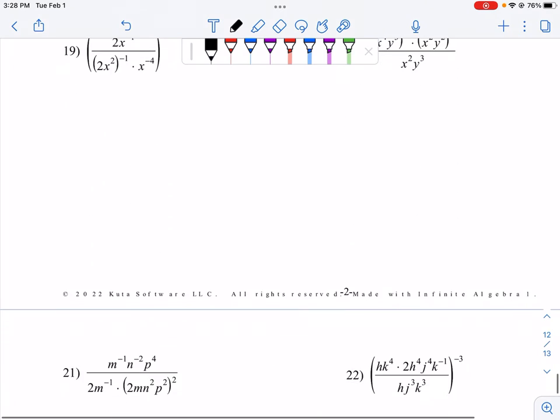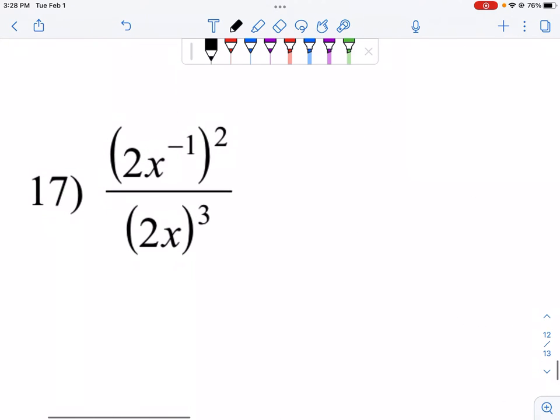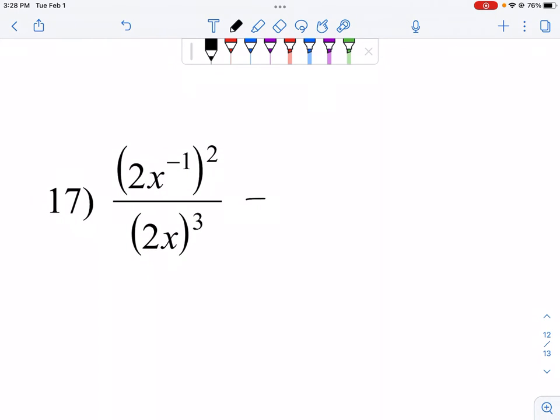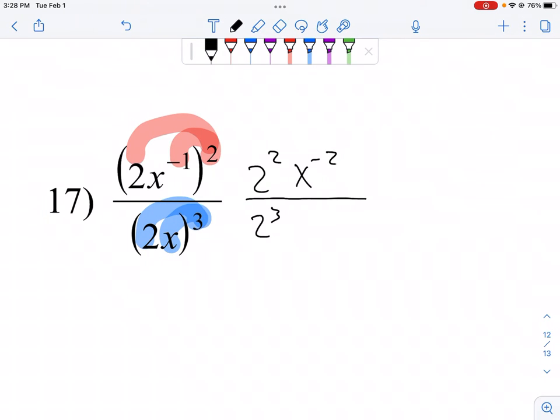All right, let's do some final complicated ones. So we've got the power of 2 raising each of these. So I'm going to end up with 2 to the second power, x to the negative second power. And then I also have 3 raising each of these. So this will give me 2 to the third, x to the third. If you want to treat these as if they were like variables and subtract and get 2 to the first on the bottom, that would be totally fine.